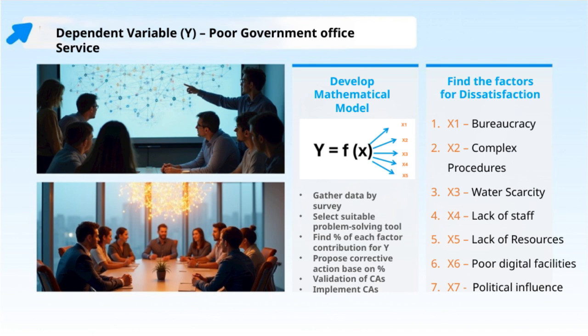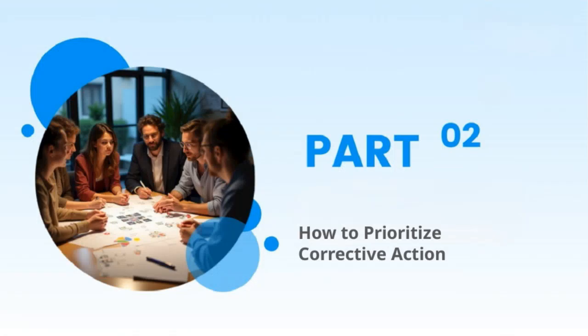The ultimate goal is to understand the factors causing dissatisfaction and develop a mathematical model that links these factors to poor government office service. In this model, our dependent variable, or Y, is the level of poor government office service, which we aim to improve. By systematically analyzing these factors and their contributions, we can create a clear pathway to enhance service quality and meet public expectations more effectively. Let's talk about how to prioritize corrective action effectively.